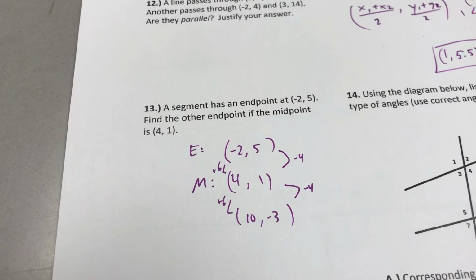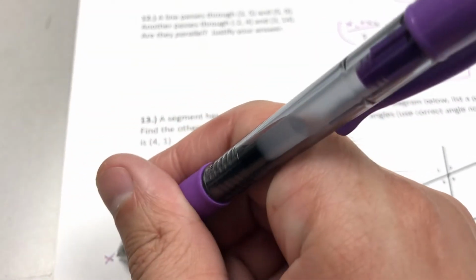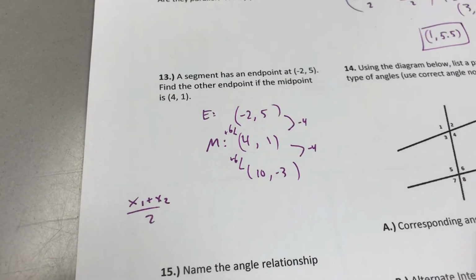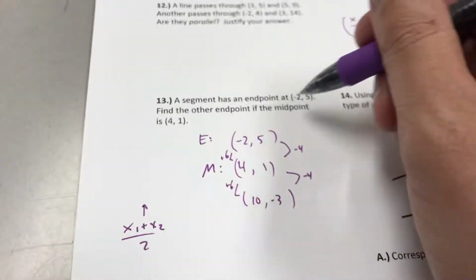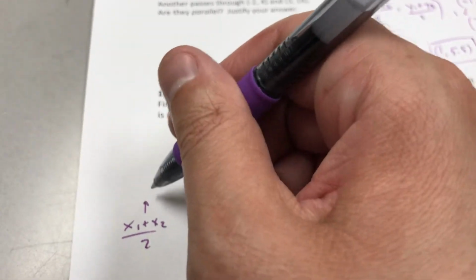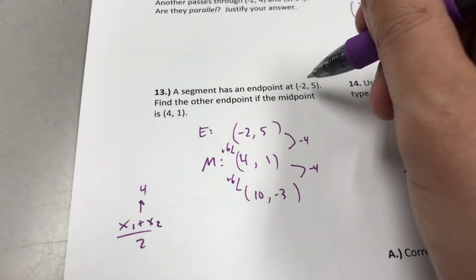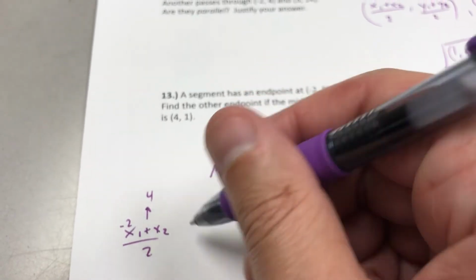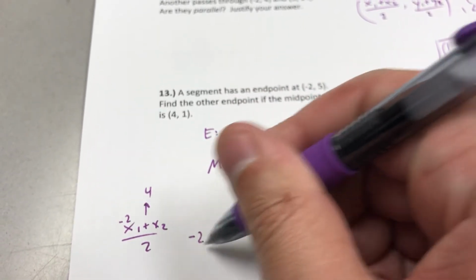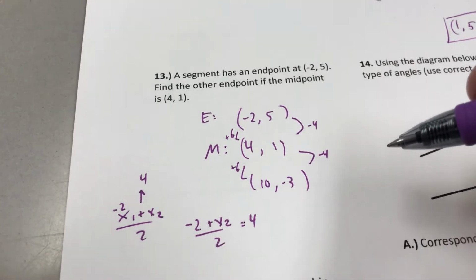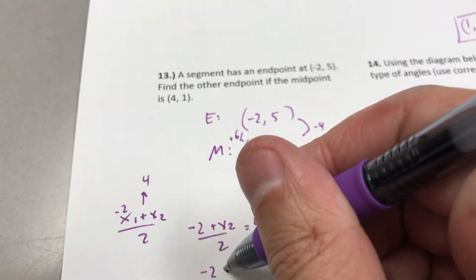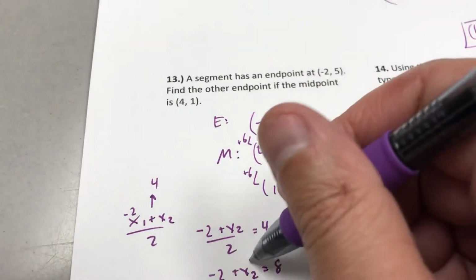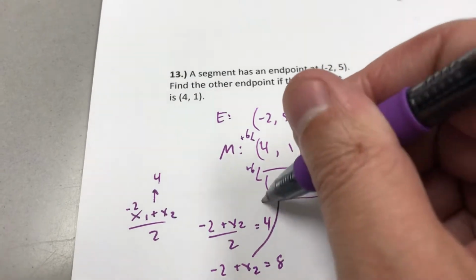The other way to do this is to use the formula. Remember, we're averaging the x's, so x1 plus x2 divided by 2 is our x-coordinate. That x-coordinate of the midpoint is supposed to be 4, right? And we know x1 is -2. So -2 plus x2, all divided by 2, gives us an x-coordinate of 4. We can double both sides. That's -2 plus x2 is equal to 8, and so x2 is going to be 10, right? And that's what I had up here in my previous version of the answer.